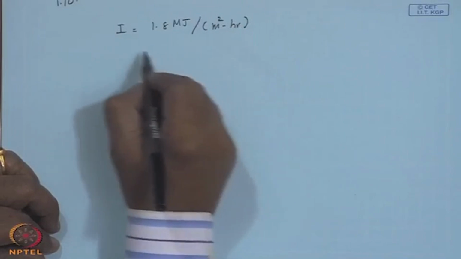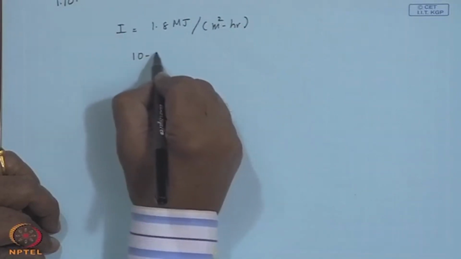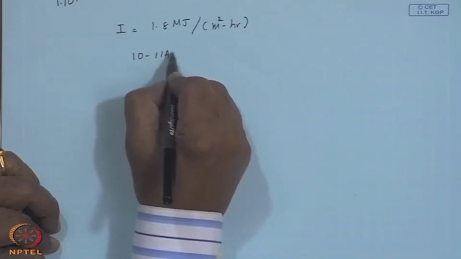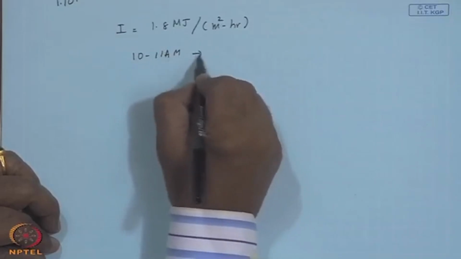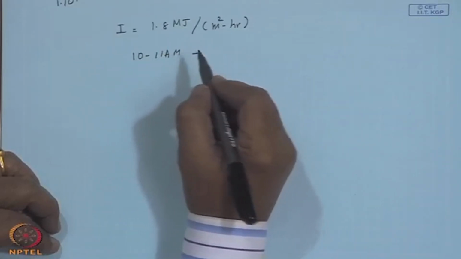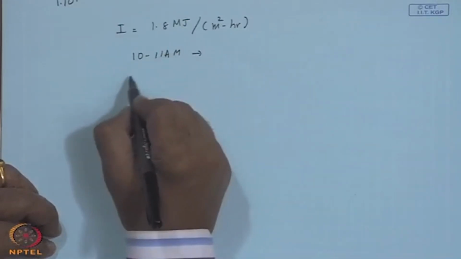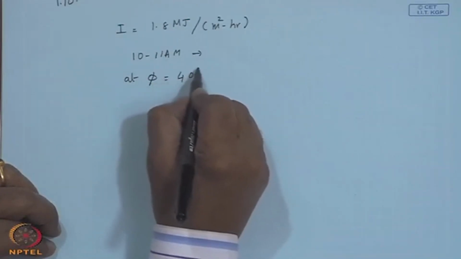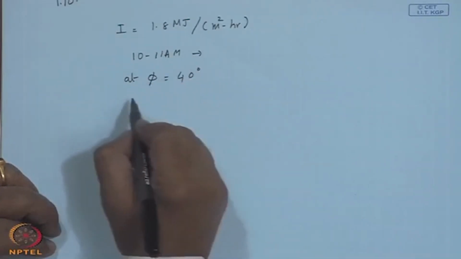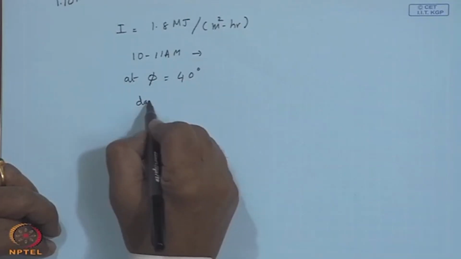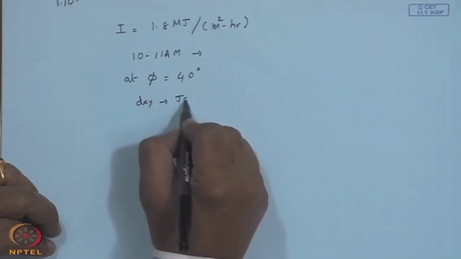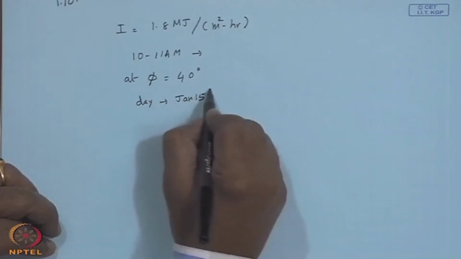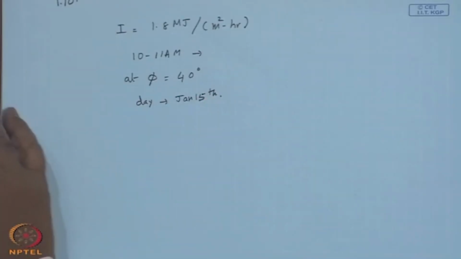The day time is 10 to 11 a.m. These will come to hour angles at a location of latitude 40 degrees and day is January 15th. Okay.